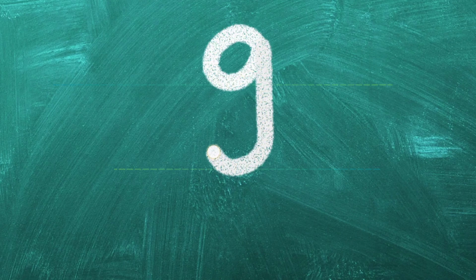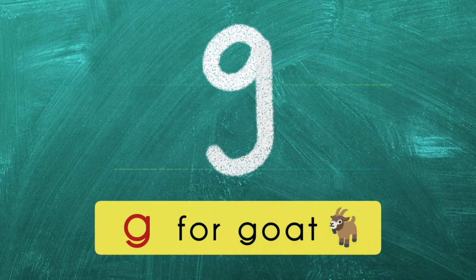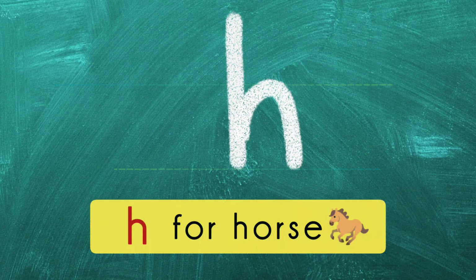Let's try G. One small round and one standing line with a tail. That's G. G for goat. Now write H. One standing line, one curve on the right. That's H. H for horse.